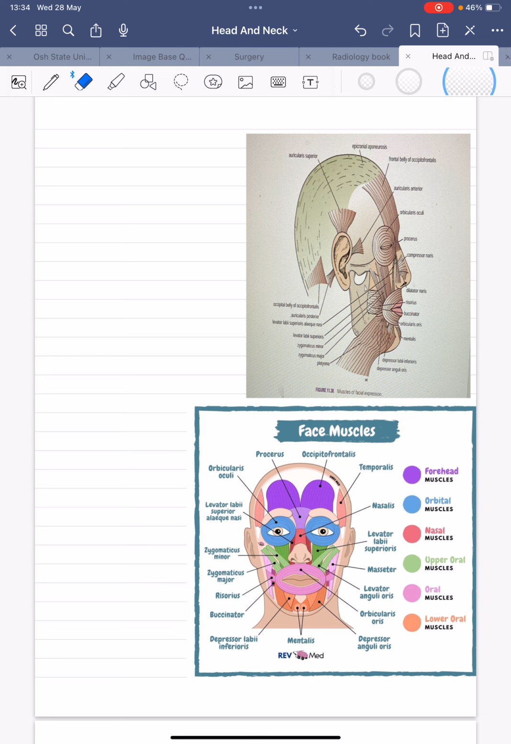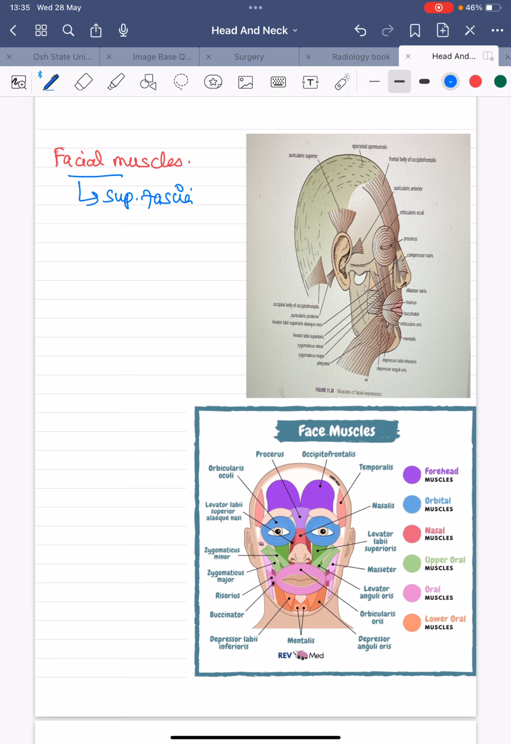So first thing you must remember whenever you are studying the facial muscles: the facial muscles are inserted into the skin and they are present in the superficial fascia. So the first point which you must remember is that on the face there is superficial fascia, and the superficial fascia contains the facial muscles which are inserted into the skin.